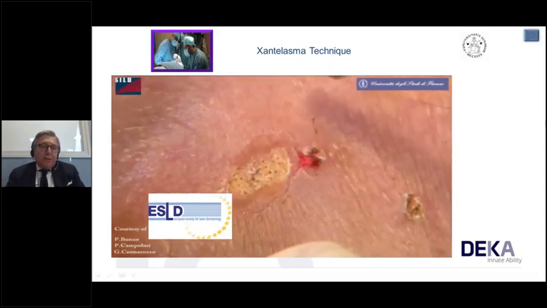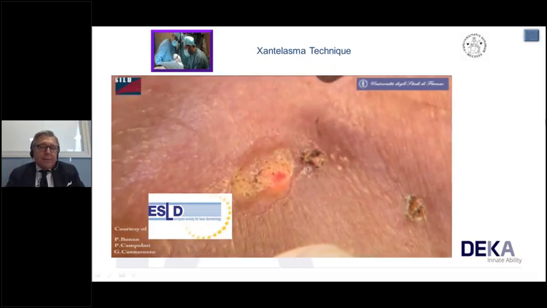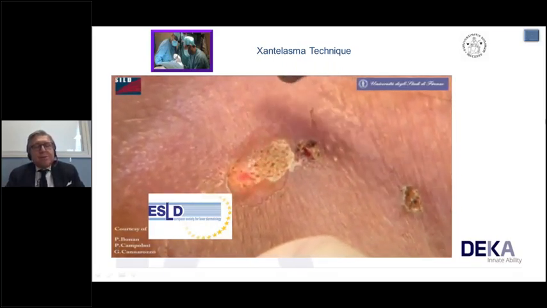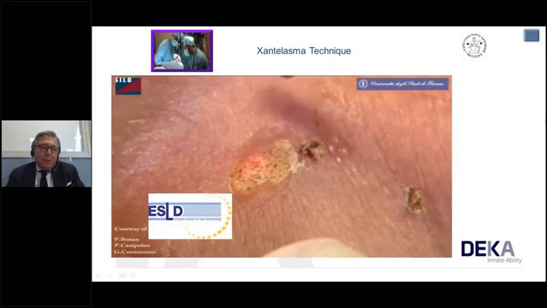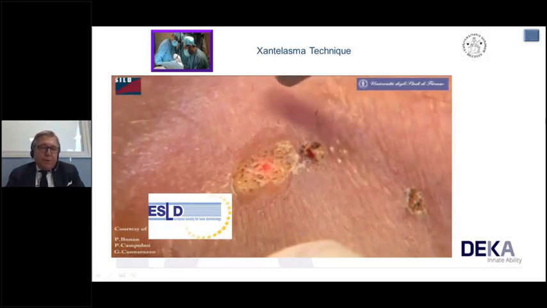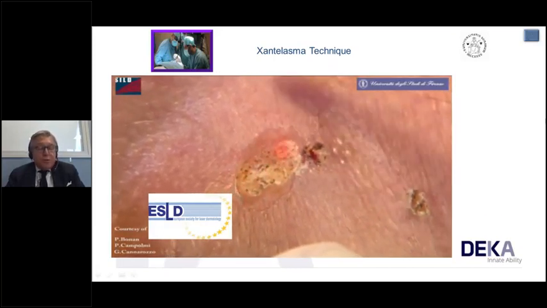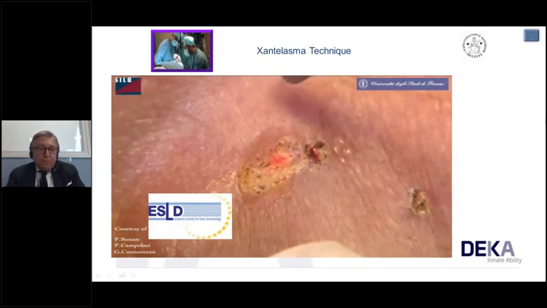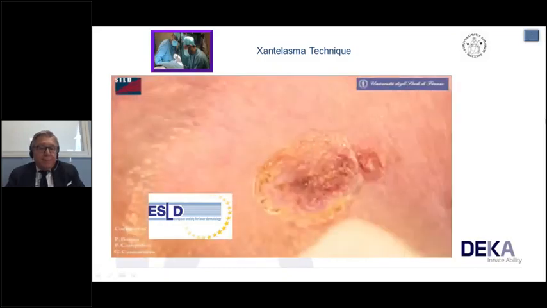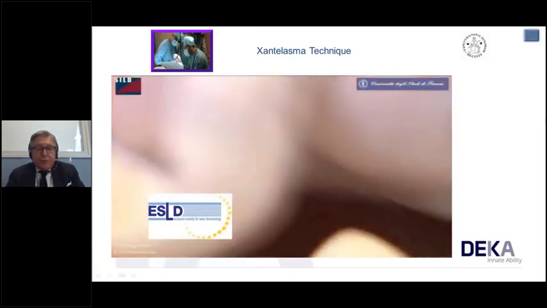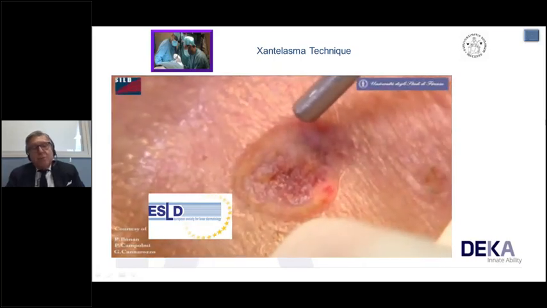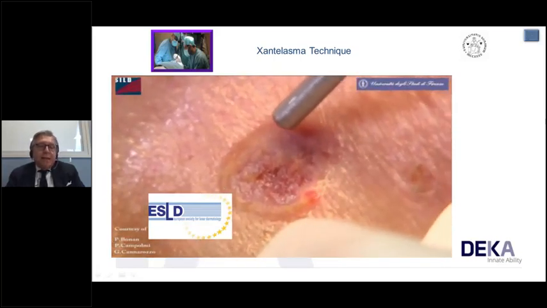After this, we get a sort of strawberry appearance of the remaining lesion that is considered the end point of this vaporization. It's very important to know this because we don't know when we have to stop the vaporization. Vaporize delicately, but then after removing the necrotic debris, you can see this strawberry appearance. And then you can move circularly in the edges of the lesion.